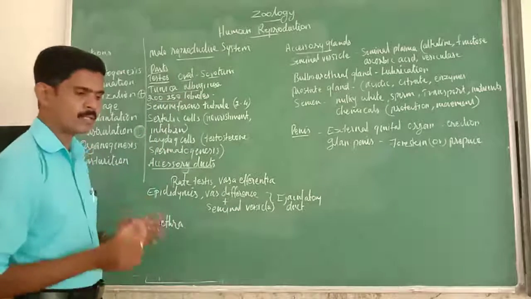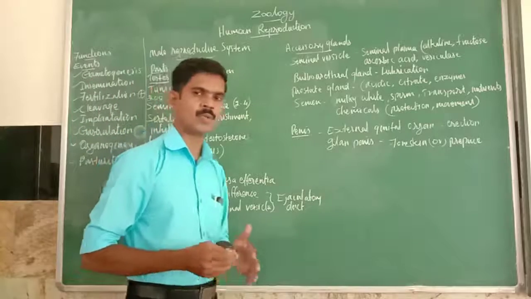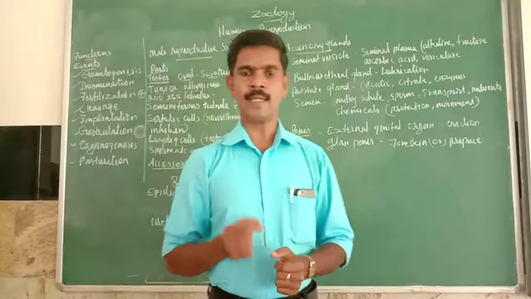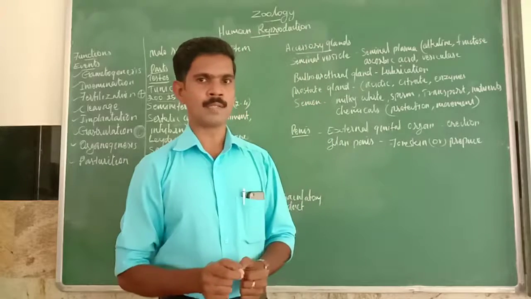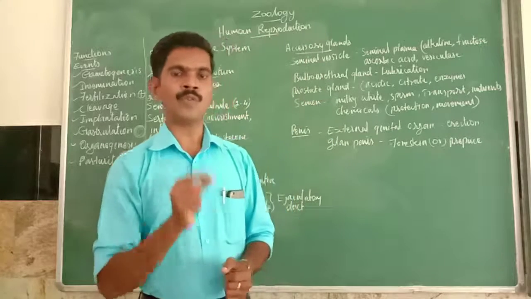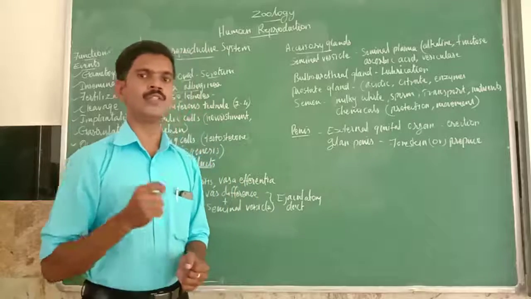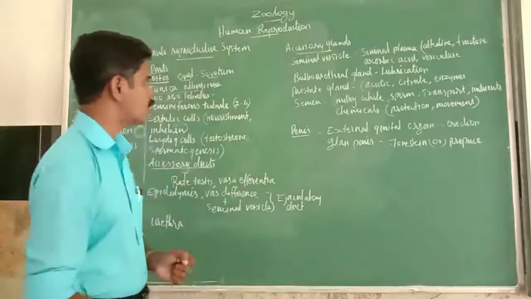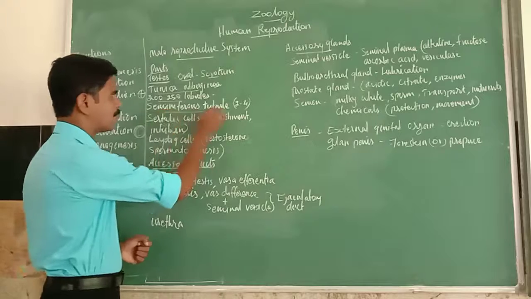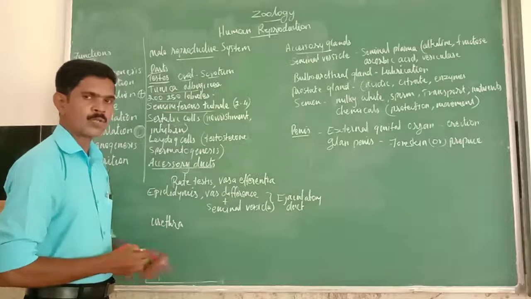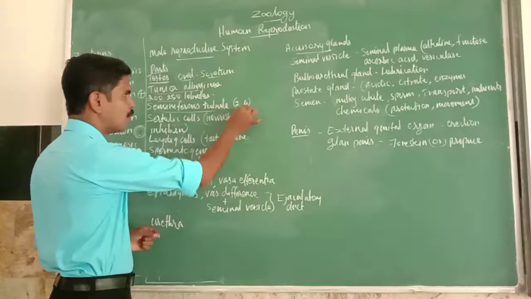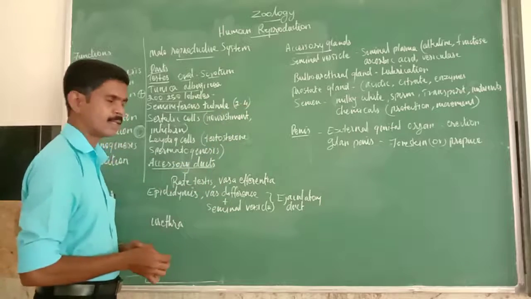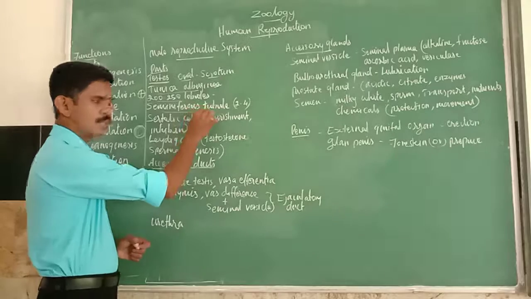Each lobule, already told you 200 to 250 lobules are there. Each lobule consists of 2 to 4 highly coiled tube-like structures. These tube-like structures are called seminiferous tubules. So inside each and every lobule of the testis, 2 to 4 highly coiled tube-like structures are there. This is called the seminiferous tubule.